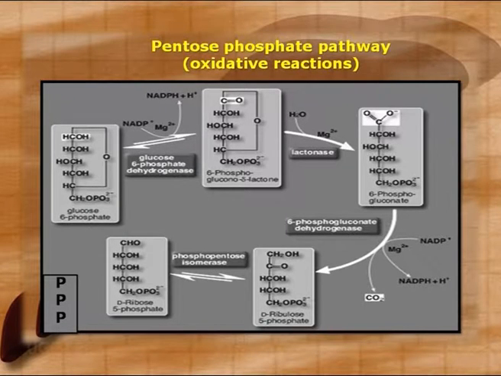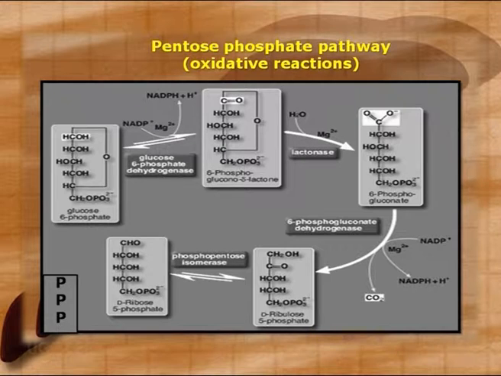This enzyme converts glucose 6-phosphate into 6-phosphogluconate delta-lactone. The next step is catalyzed by the enzyme lactonase, which converts this lactone into 6-phosphogluconate. And the electron released in the first step is accepted by the electron acceptor NADP+. The third step is catalyzed by the enzyme 6-phosphogluconate dehydrogenase, and NADP+ is the electron acceptor here also. So, after the third step, two molecules of NADPH are generated.